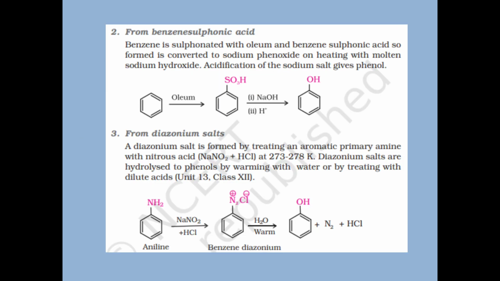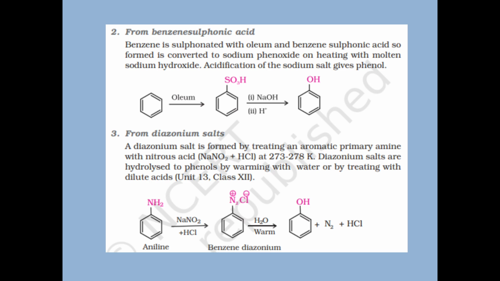Second, from benzene sulfonic acid. When benzene is treated with oleum, it will be converted into benzene sulfonic acid, and benzene sulfonic acid, when treated with NaOH first and then H+, will be converted into phenol.